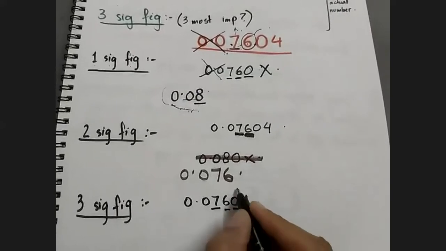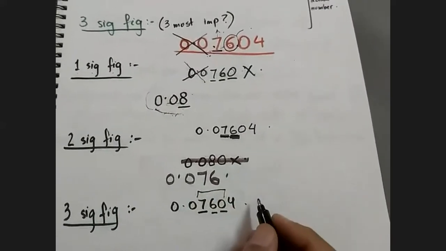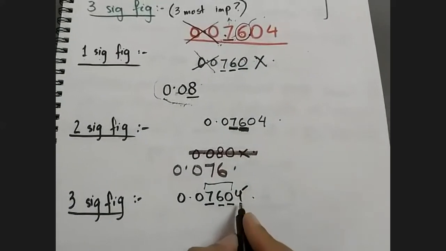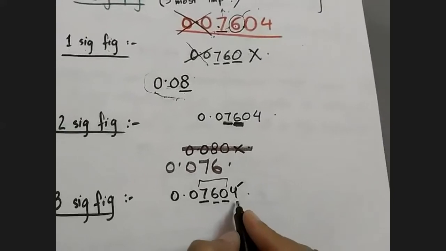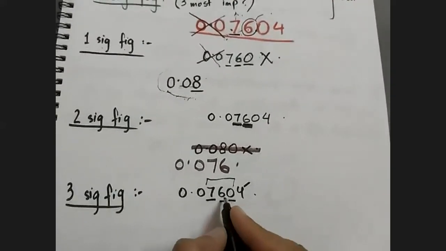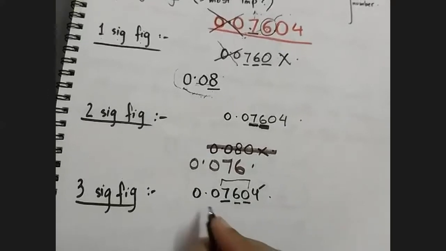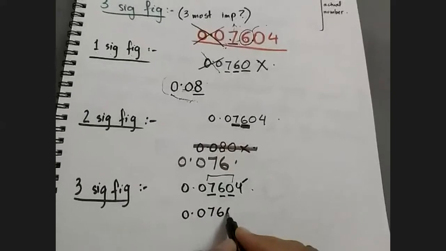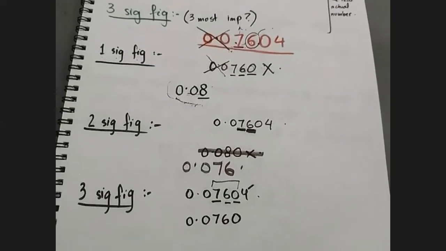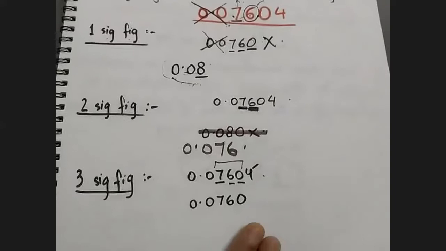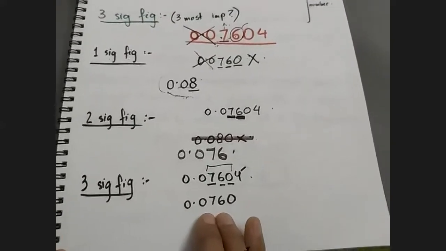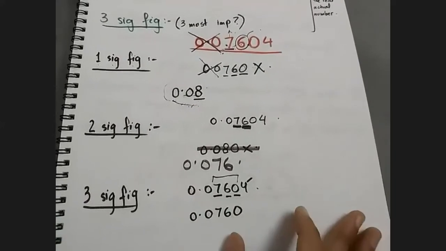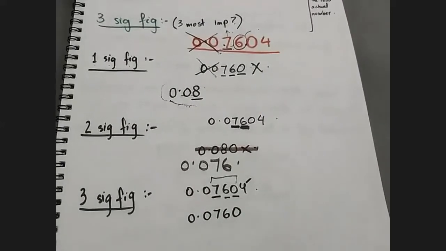So that means these are the 3 significant figures that I want in my final answer. But before I write down, I will check this digit. Is this greater or less than 5? Less than 5. That means this digit will stay as it is. So my final answer would be 0.0760. Okay? This is rounded off to 3 significant figures. Is it clear? Is it clear, Usman?